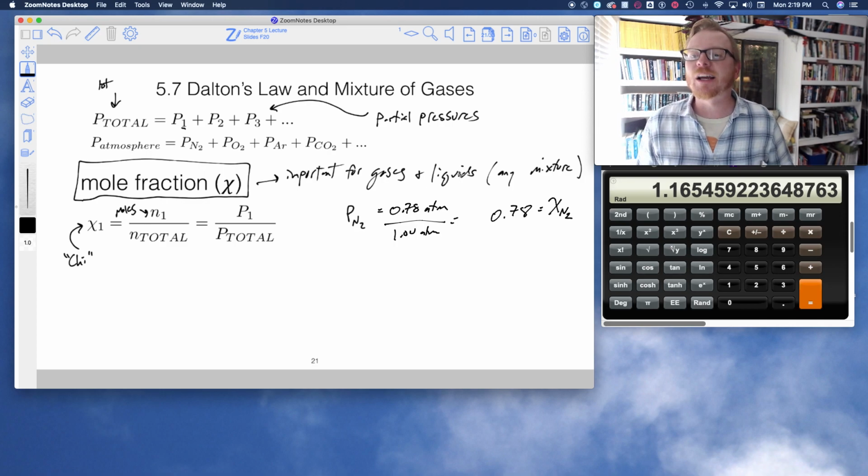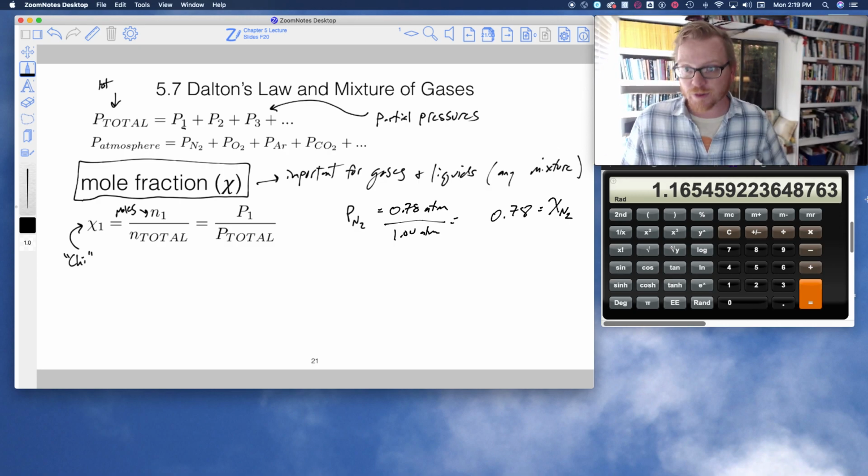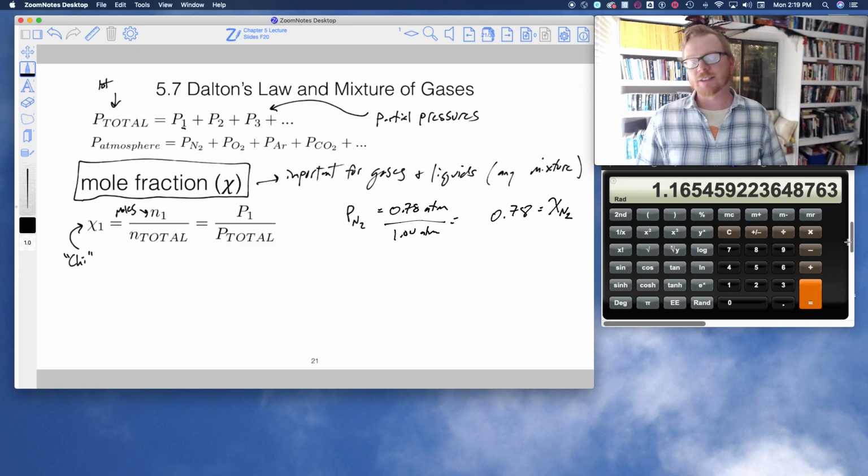So this works out really easily for gases. Now when we deal with liquids, the mole fraction is not so straightforward, okay? So it depends on density and so on and so forth. But for gases, this is really straightforward. Whatever the partial pressure is, it's going to be the same as the mole fraction, which is pretty cool, okay?